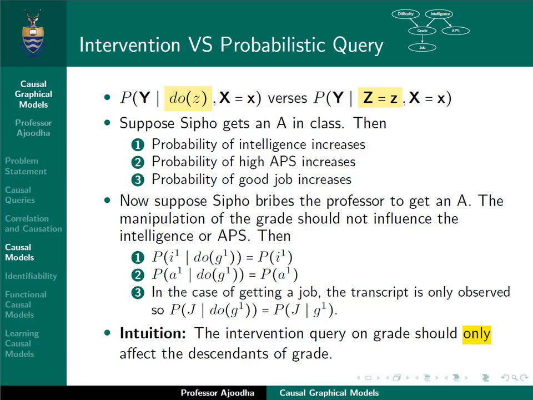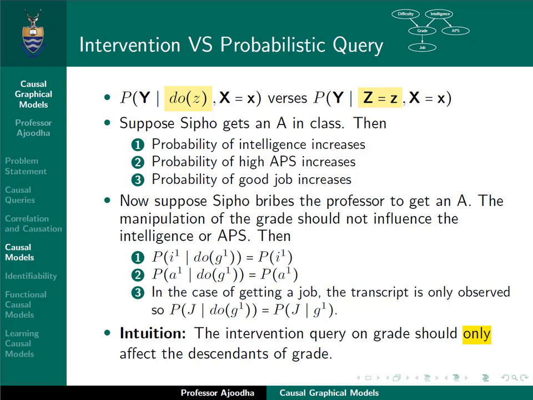If we observe that SIPO got an A, then our belief that SIPO is intelligent increases. Our belief that SIPO had a high APS may also increase. Our belief that SIPO might get a good job may also increase. Okay, so that's really nice.